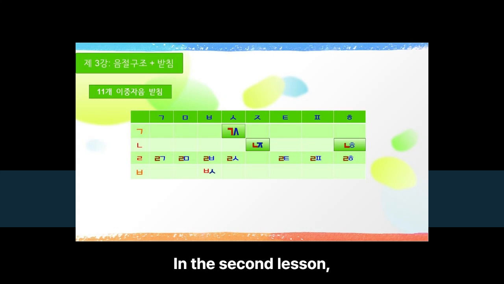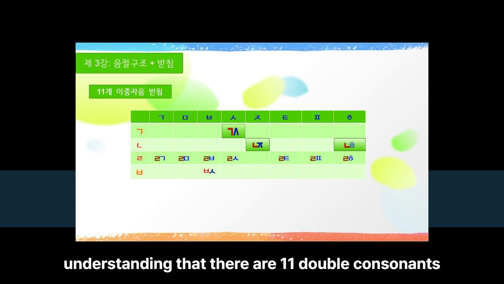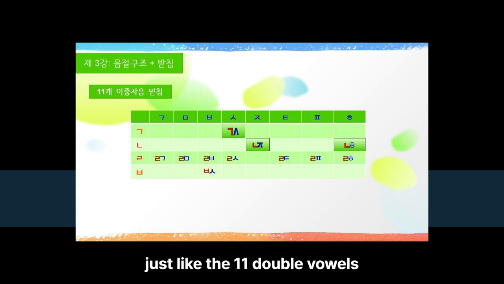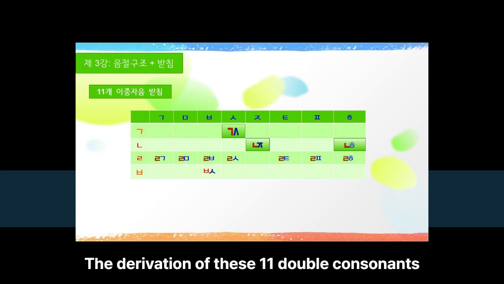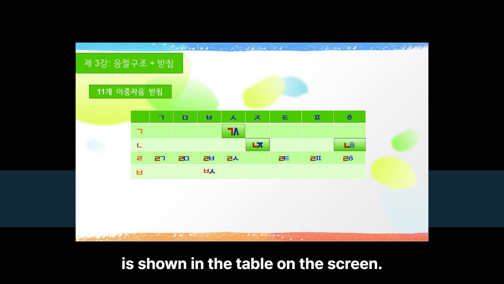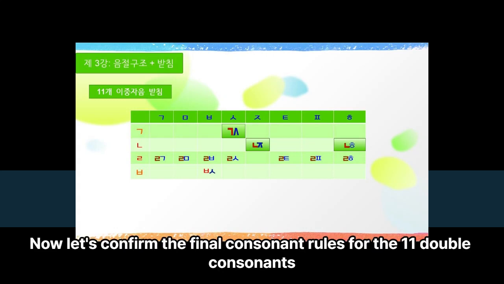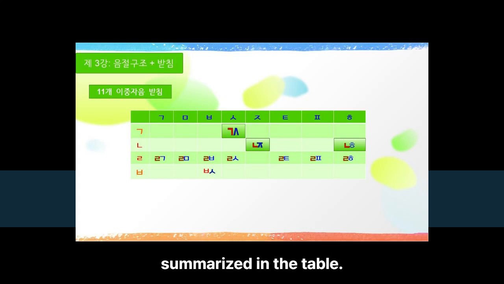In the second lesson, we introduced 11 double vowels. Understanding that there are 11 double consonants, just like the 11 double vowels, might make it easier to remember. The derivation of these 11 double consonants is shown in the table on the screen. Now, let's confirm the final consonant rules for the 11 double consonants summarized in the table.